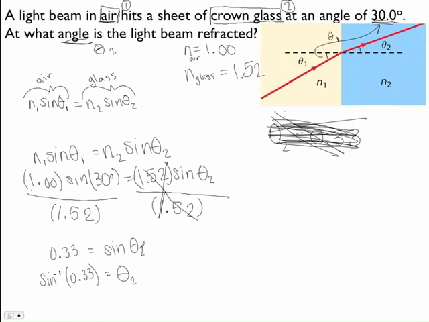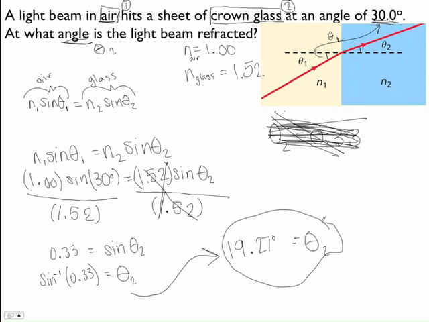Okay, now once you've done this, you'll get 19.27, I rounded, degrees equals theta 2. Do you see how this looks a little more reasonable? Okay, you're very rarely going to see an angle that is 0.33. That is really, really small. But 19.27, that's more like it. Okay, so this is your theta 2. This is your answer.